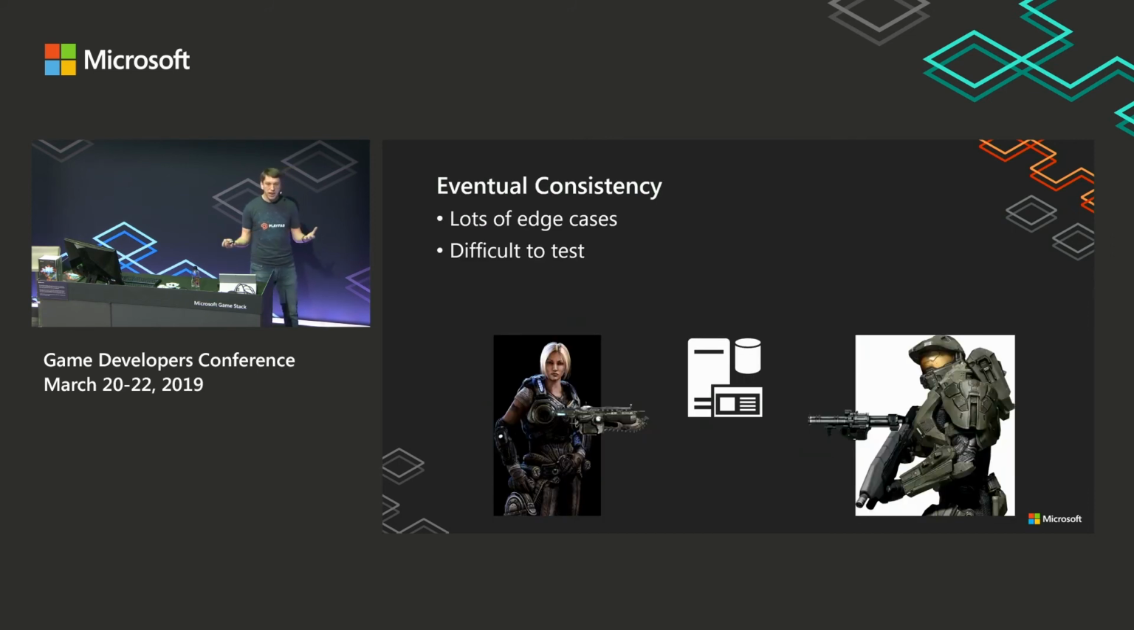So grains are great for processing entities. But what if you want to do things across certain entities? In this case, Master Chief wants to trade weapons with Anya. Well, the generally accepted practice today in distributed systems is that it will be eventually consistent. It works, but it's hard to get right, and it's also hard to explain to players.